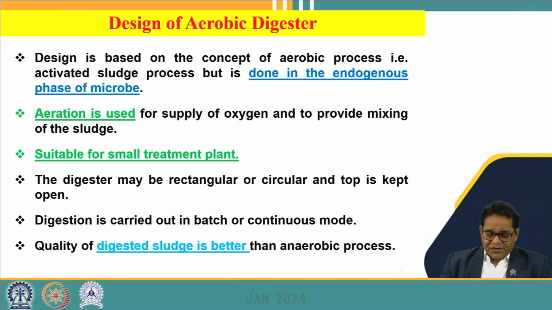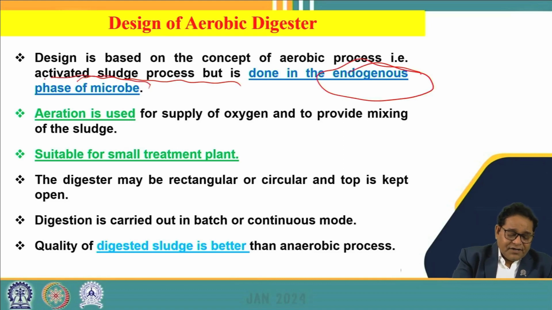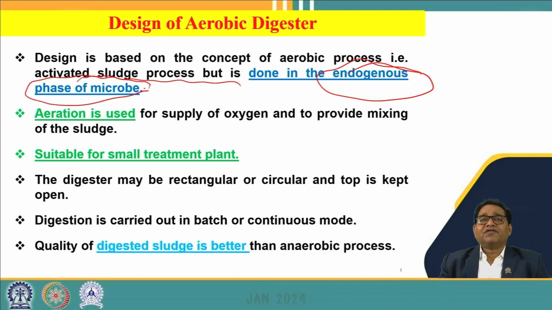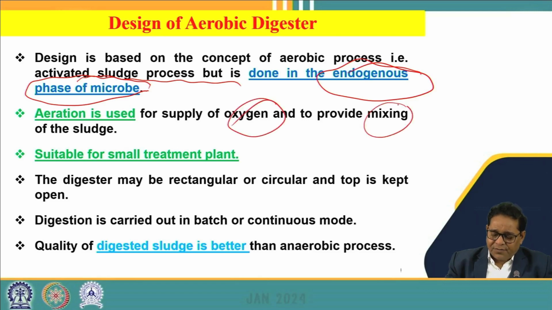So if we see, the design is completely based on the similar activated sludge process as we do for design of ASP tanks. The only difference is that the process is performed under endogenous phase of respiration, and aeration is used for supply of oxygen and for providing mixing within the sludge, and hence this process is mostly suitable for small scale, like less than 5 million gallon per day.